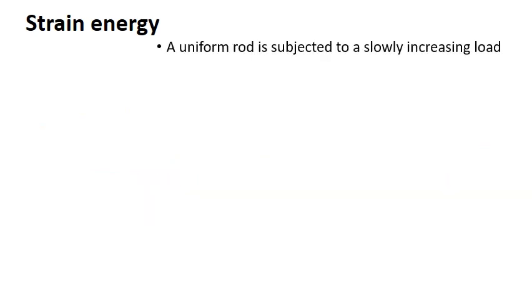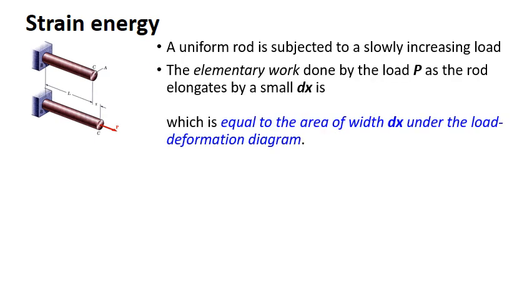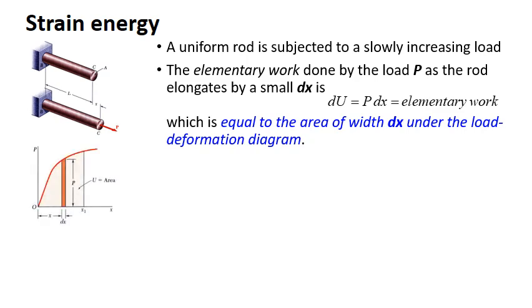So how to evaluate the strain energy in the case of a rod subjected to axial load? A rod is subjected to axial load P and it undergoes a deformation of x. Clearly, work done by P is equal to strain energy. We take a small portion of the deformation dx and calculate the elementary work, that is P dx. And this is clearly equal to the area of width under the load deformation diagram.